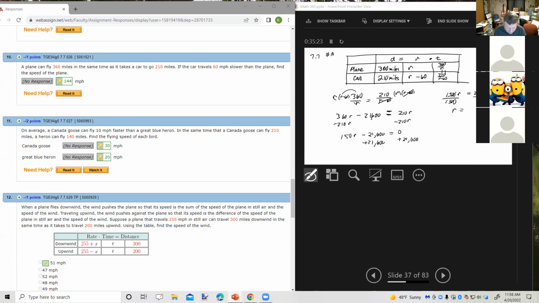Divide both sides by 150. 21,600 divided by 150 equals 144. So the speed of the plane, 144 miles per hour. All right with that one, Abel? Yes.